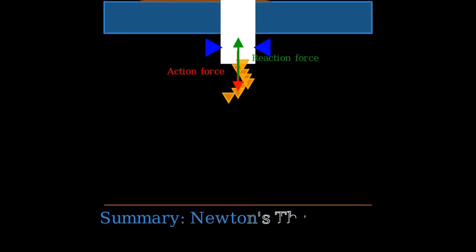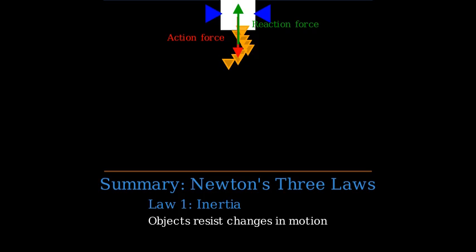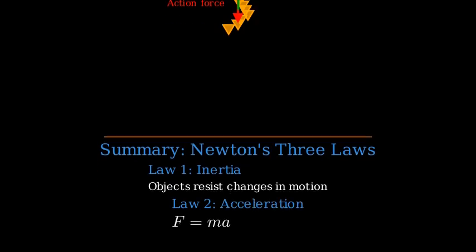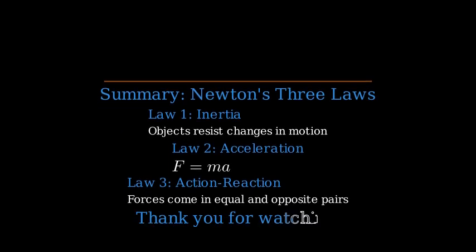Let's summarize Newton's three laws of motion. The first law, or law of inertia, states that objects resist changes in their motion unless acted upon by a force. The second law, or law of acceleration, tells us that force equals mass times acceleration, describing how objects respond to forces. And the third law, or law of action and reaction, states that forces always come in equal and opposite pairs. These three laws form the foundation of classical mechanics and help us understand how objects move in our everyday world.